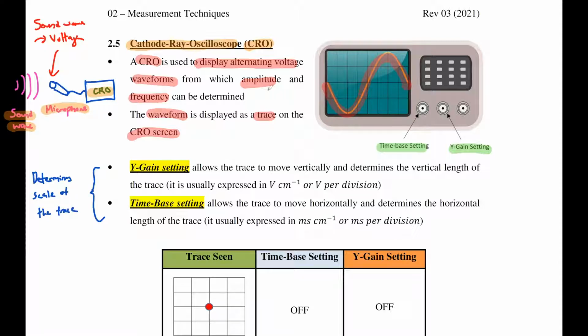Firstly, the Y-gain setting allows the trace to move vertically, and it determines the vertical length of the trace. It is usually expressed in volts per centimeter or volts per division. Secondly, the time-base setting allows the trace to move horizontally and determines the horizontal length of the trace. It is usually expressed in milliseconds per centimeter or milliseconds per division.